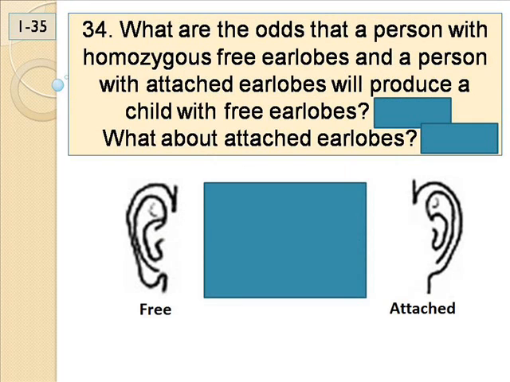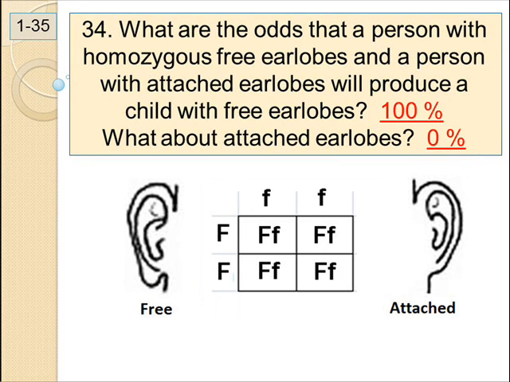Okay? The next one, now, I'm going to throw a question at you. What are the odds that a person who is homozygous recessive, free, that'd be this person. And I tried to match them though. The first person is over here. And a person who's like this would have children with the free earlobes. And how about, what are the odds for this way?